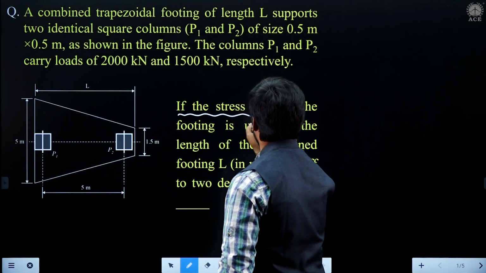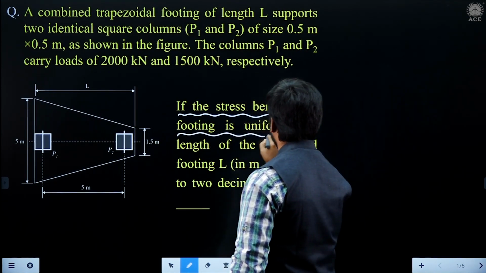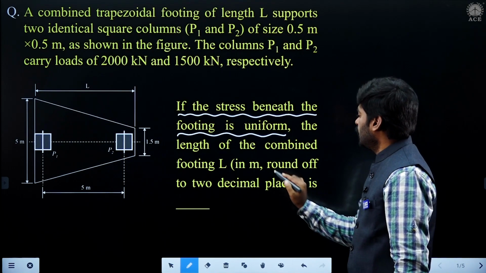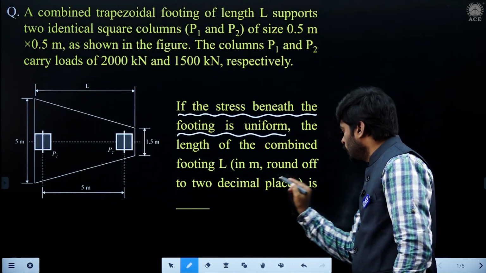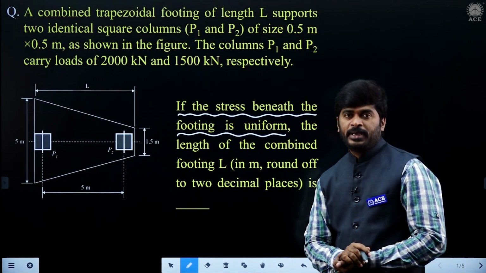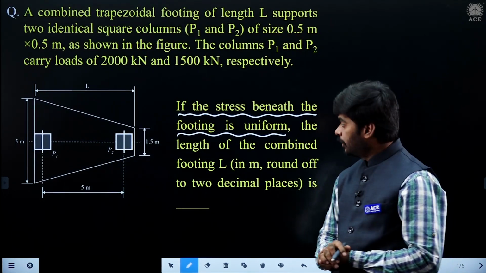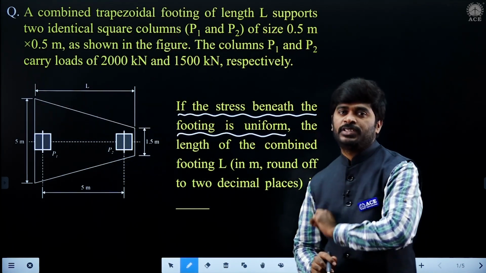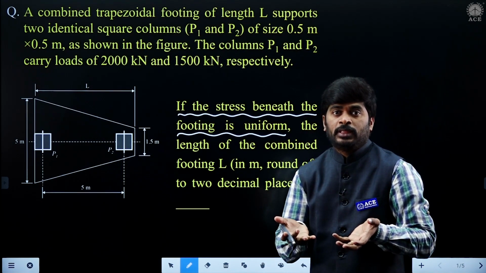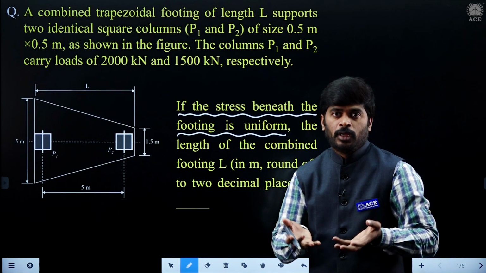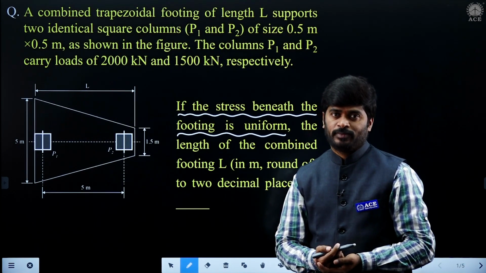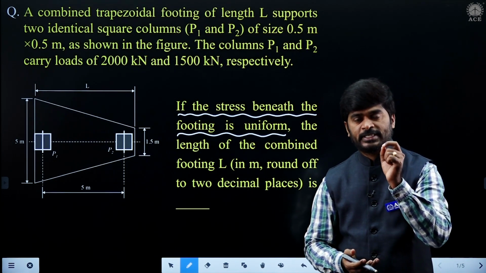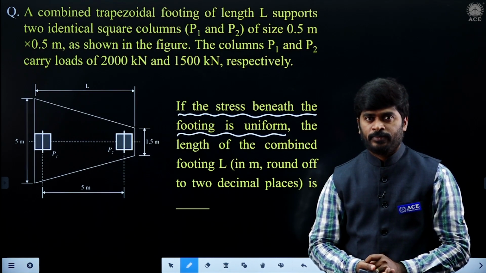If the stress beneath the footing is uniform. Okay. The length of the combined footing L in meters round off to 2 decimal places is a dash. My dear, fill in the blank type question. Here, we have to find out length of the footing. One condition is given here, that is stress in the soil or soil pressure below the footing must be uniform. For that, my dear, what is the condition to be satisfied? If you know that single point, easily you will get the answer, right?